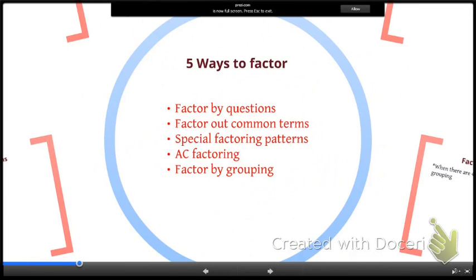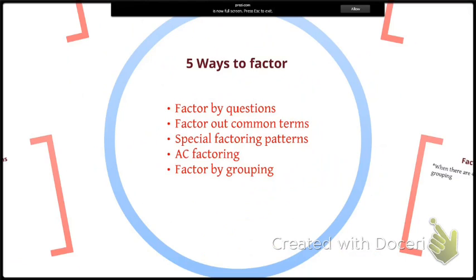First of all, the 5 ways are: you can factor by asking questions. You can factor out a common term or terms. We would call this a common monomial because it's one term. Some special factoring patterns, AC factoring, and factoring by grouping.